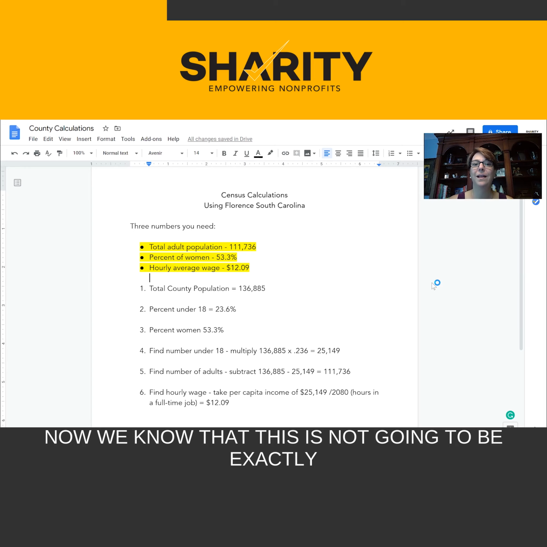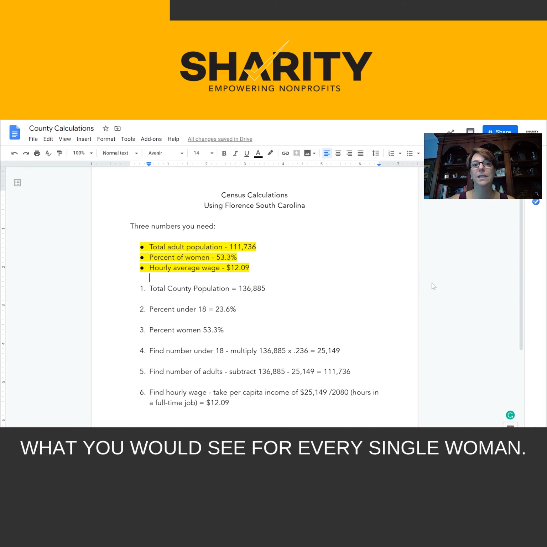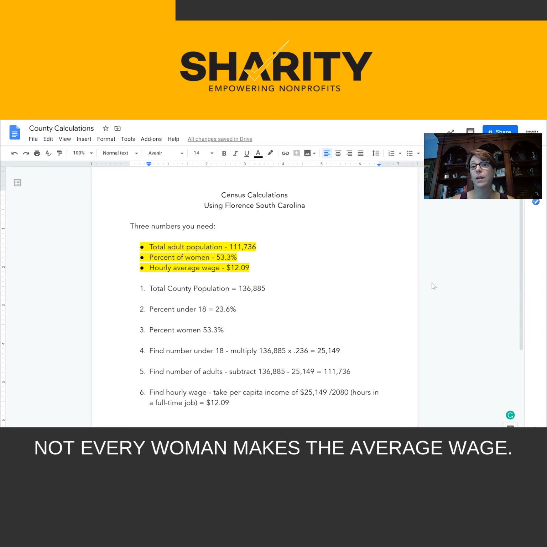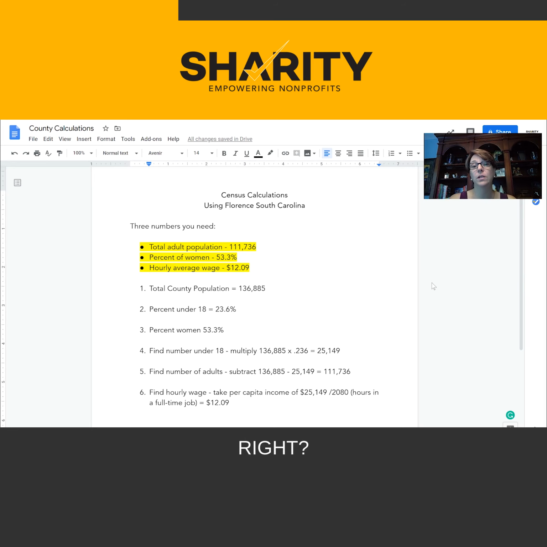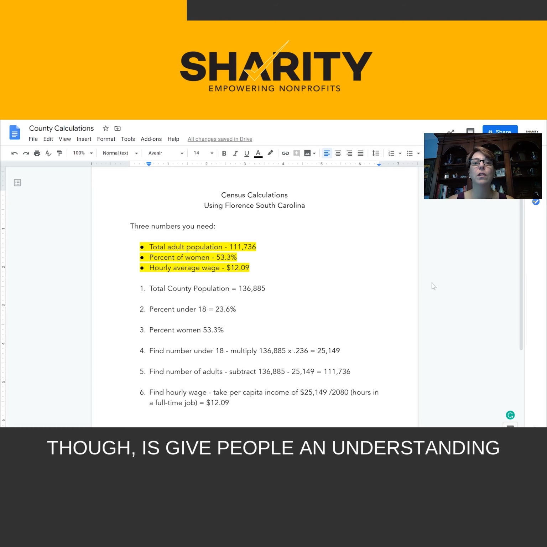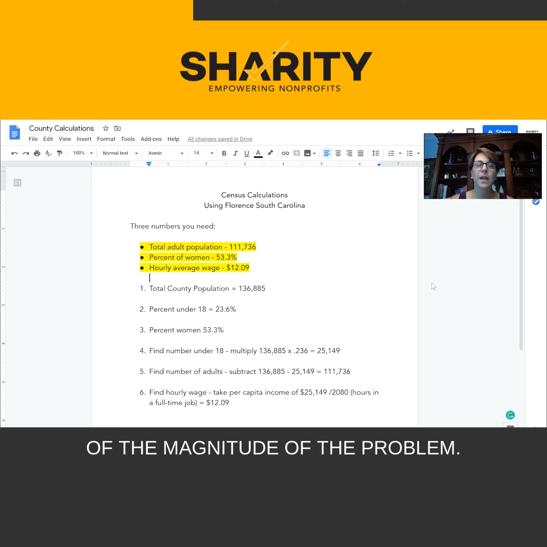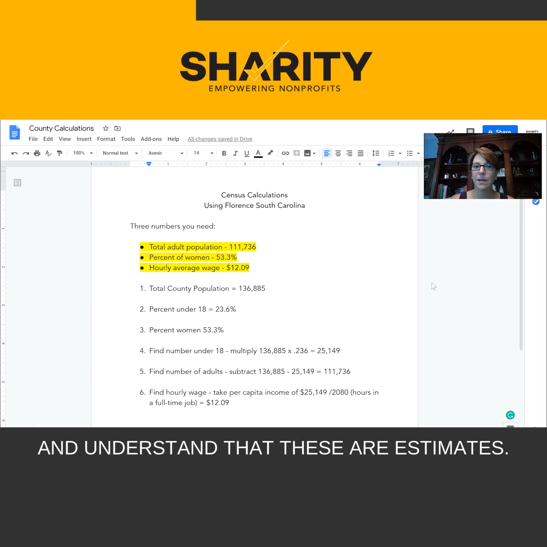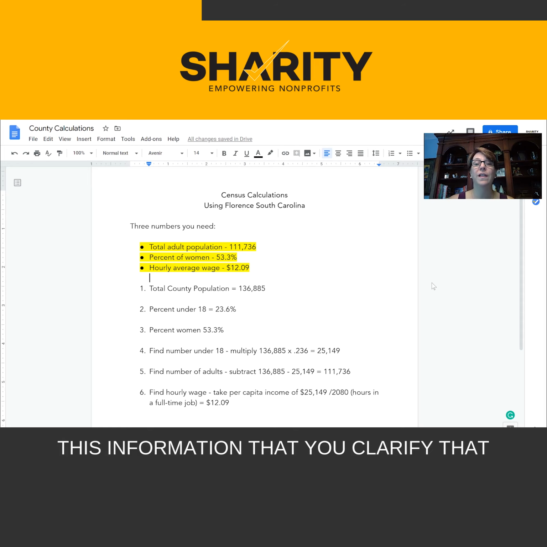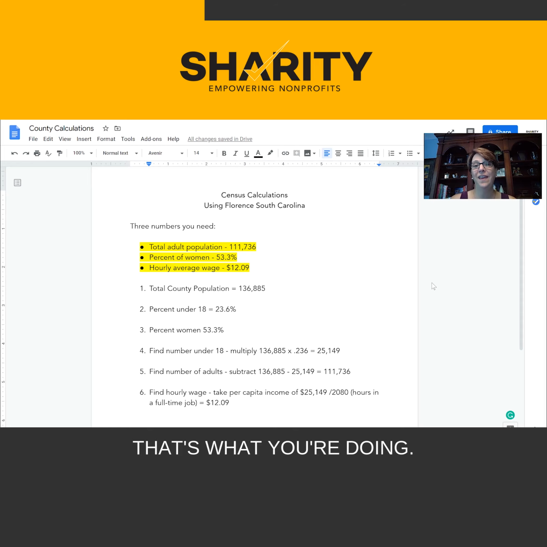We know that this is not going to be exactly what you would see for every single woman, because not every woman is employed and not every woman makes the average wage, right? So women tend to make less than men. We also know that there are male victims, all of these things. We understand that. So what we're trying to do, though, is give people an understanding of the magnitude of the problem and understand that these are estimates. These are not exact numbers. So it's really important when you use this information that you clarify that that's what you're doing, is you're using estimates.